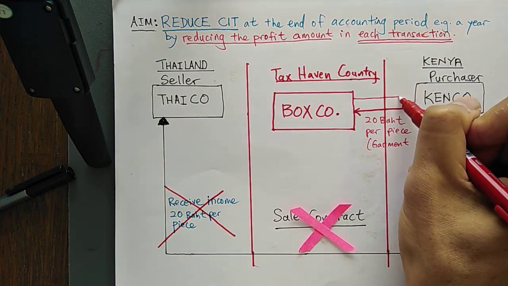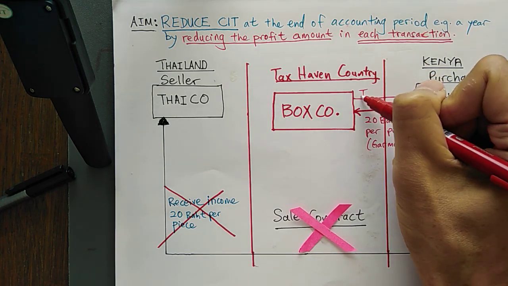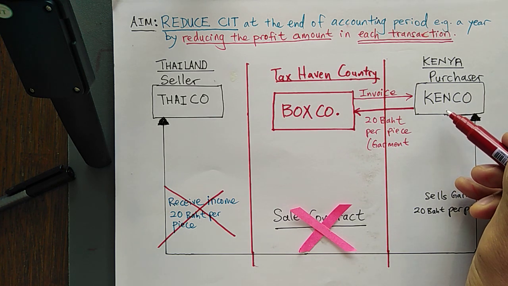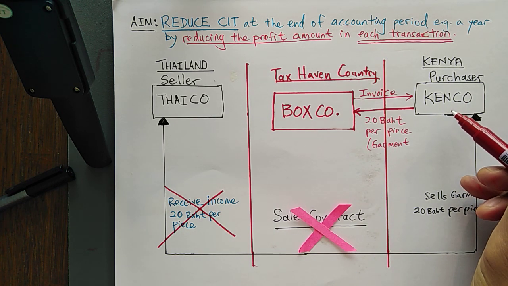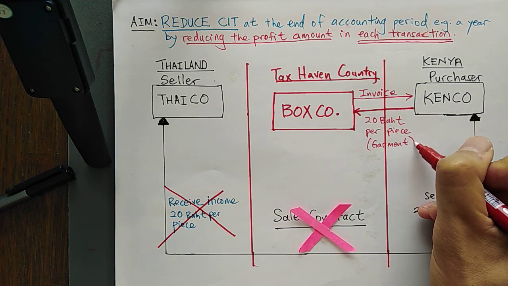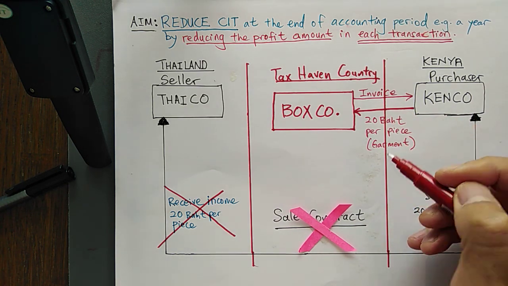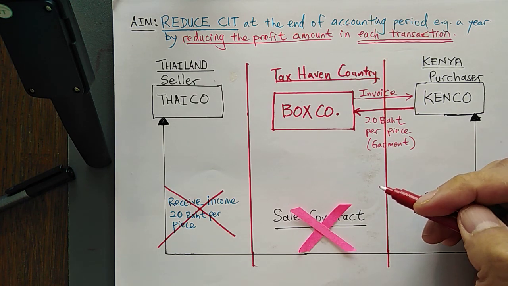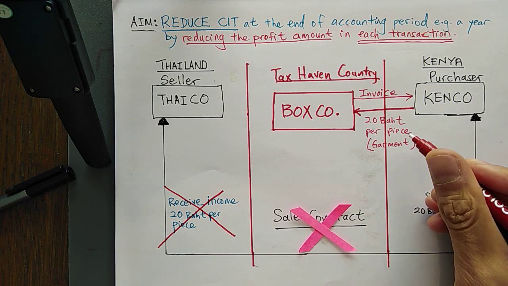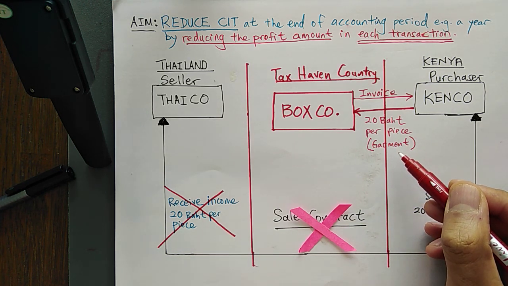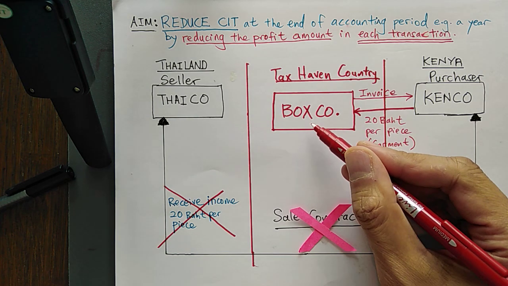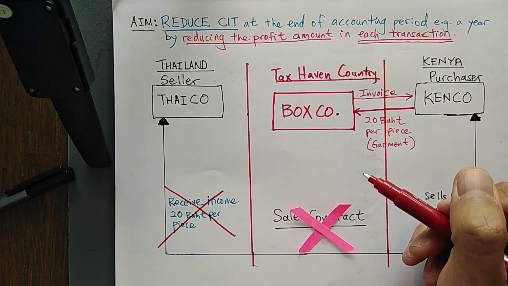Box company would of course invoice Kenko for the payment of garment at 20 baht per piece. Of course, in reality, it will be a ton of garment or a lot of garment. But for our simple explanation and understanding, I put it as just garment per piece of 20 baht. Now, the 20 baht will come to this box company here.